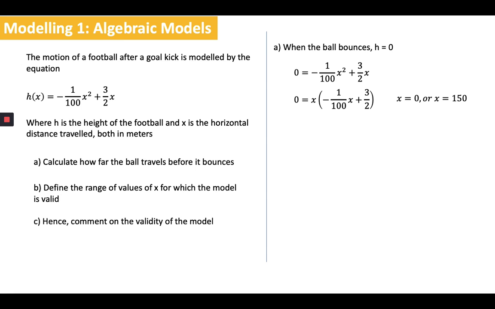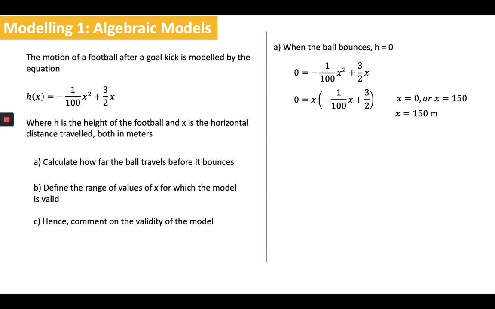So I've got x is 0, okay, when h is 0. Now this makes some sense because that's just going to define the starting point of the ball. Okay, x is 0 when h is 0. So at the point before it is kicked, when it's been placed by the goalkeeper, it's at the point h 0, x 0. And so I'm forced to conclude then that the distance travelled is 150 metres before it bounces.